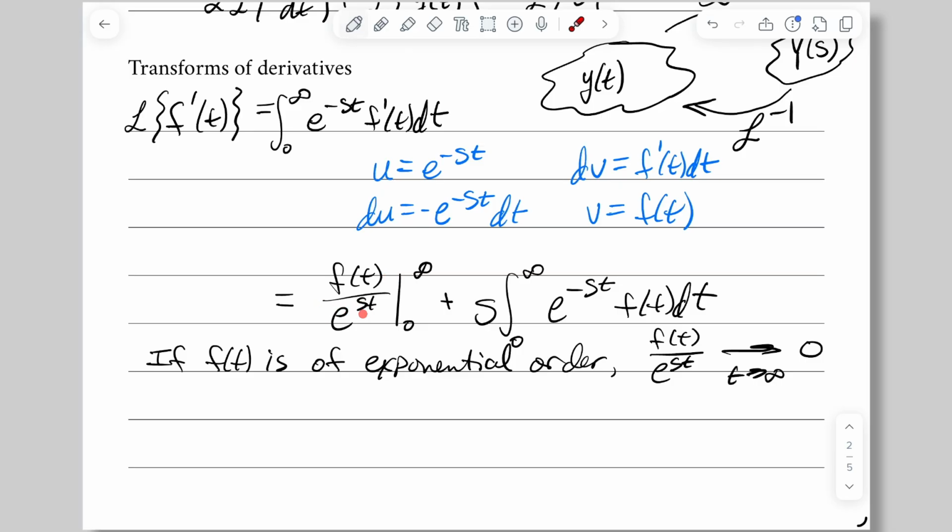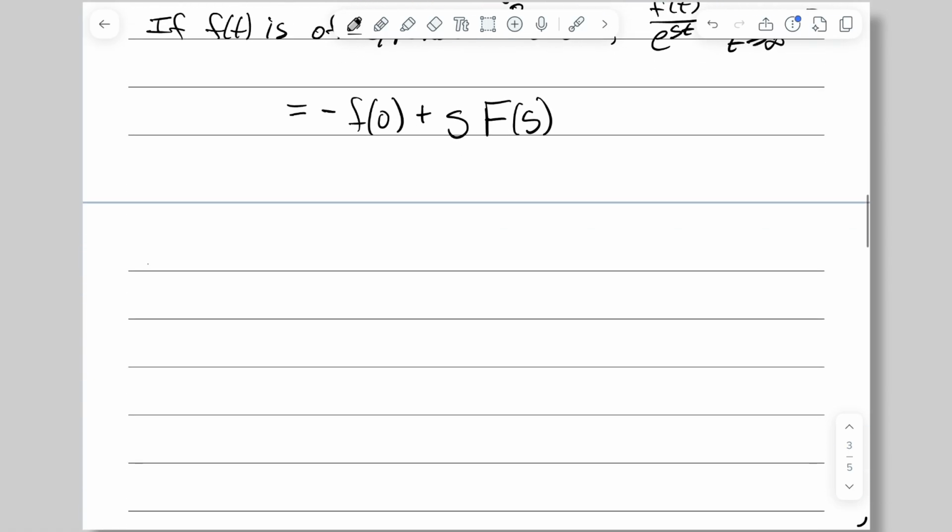We subtract what we get from evaluating at the lower limit, and that gives us negative f of 0 plus s times, and if you look at this integral, folks, it's exactly the integral of the Laplace transform of lowercase f, which I'm going to write down as uppercase F of s. We now have a formula. The Laplace transform of f prime of t is equal to s times uppercase F of s minus lowercase f of 0.